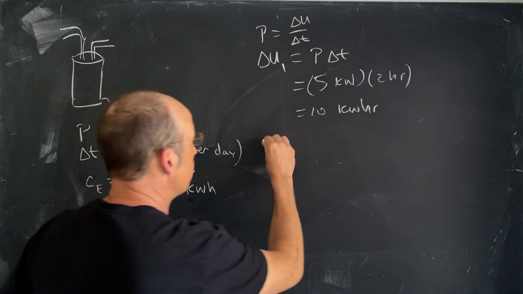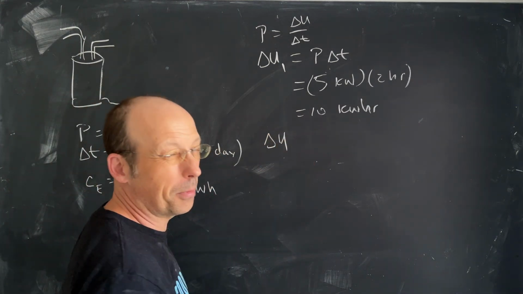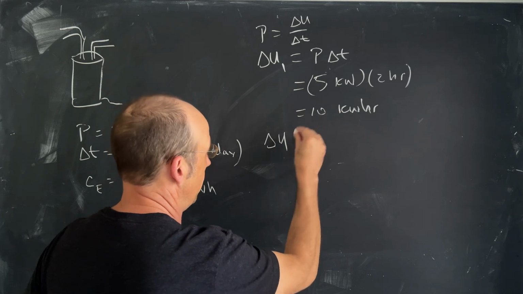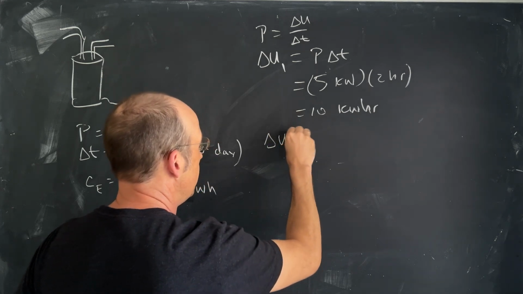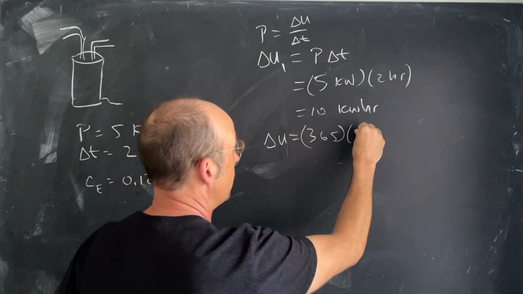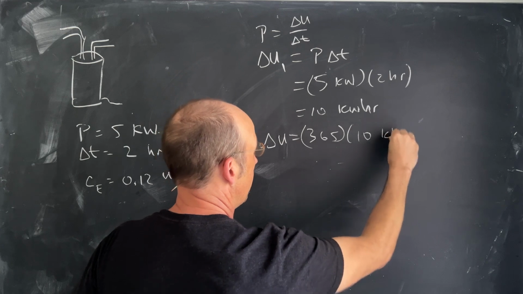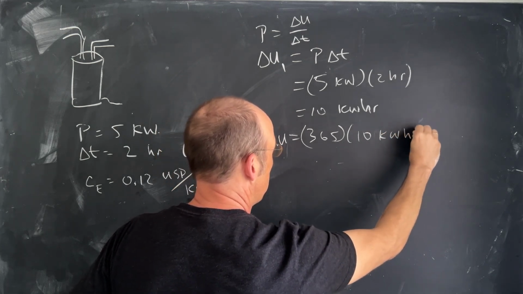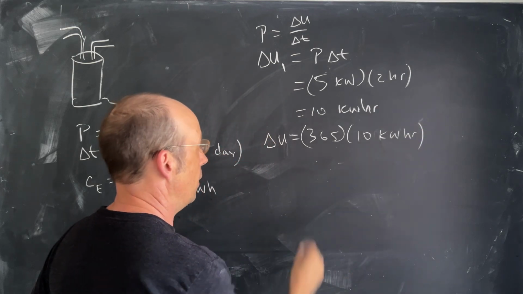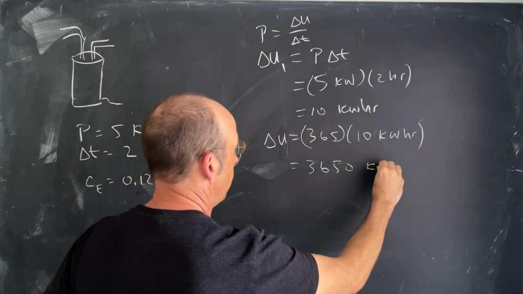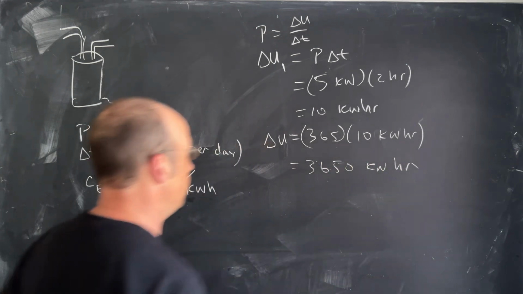Now the total delta U, this problem actually turned out a little bit easier than I thought. It's because the units were all nice, but that's fine. So the total energy is going to be 365, that's how many days are in a year, times 10 kilowatt hours. So that's going to be 3,650 kilowatt hours. That's how much energy we use.